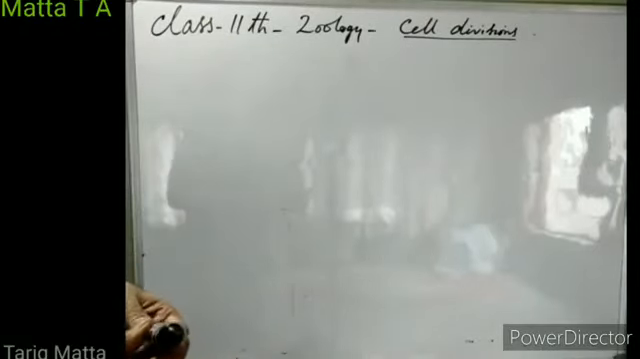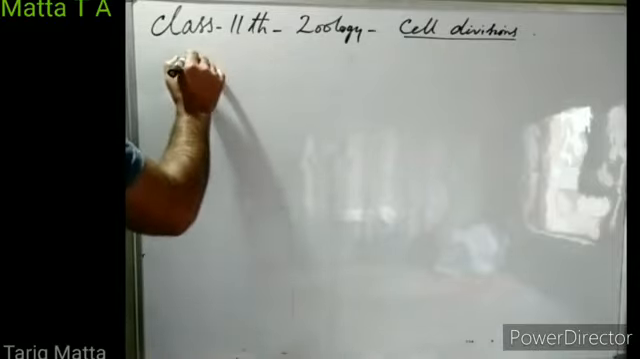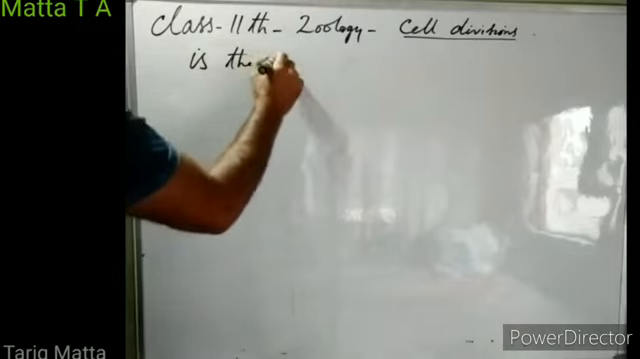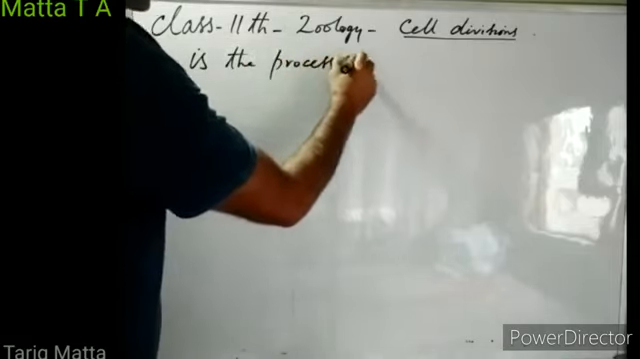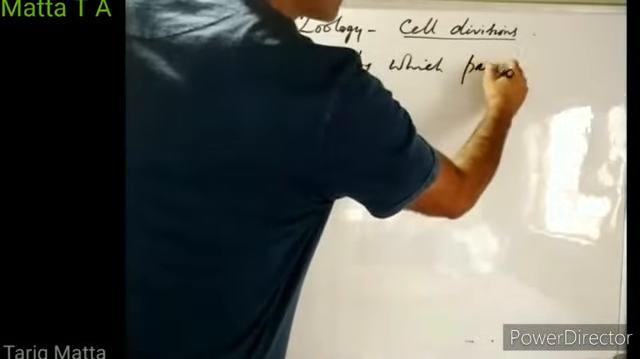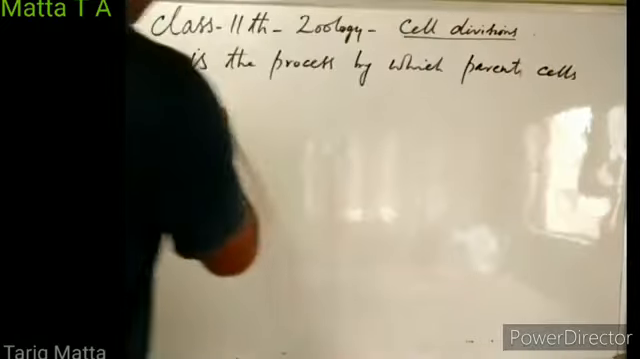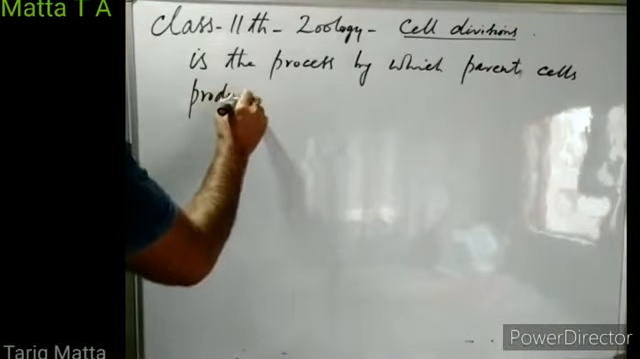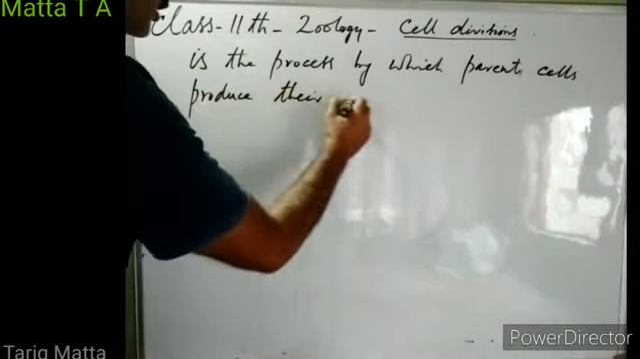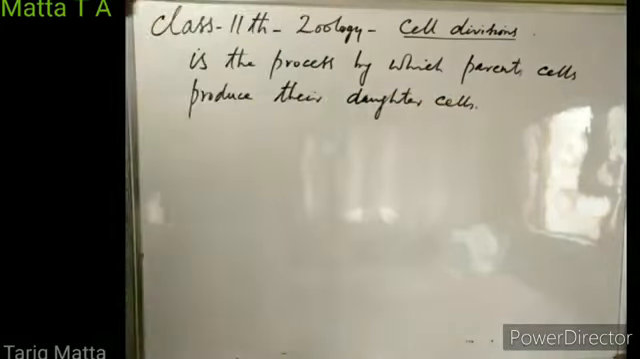Our today's topic is cell division. First we will discuss what cell division is. Cell division is the process by which parent cells produce their daughter cells.